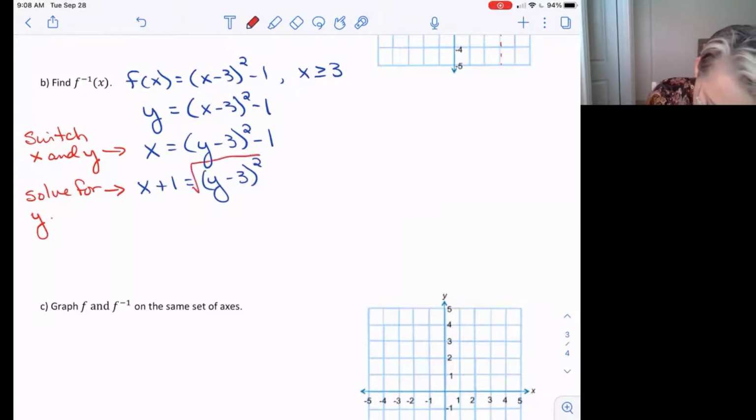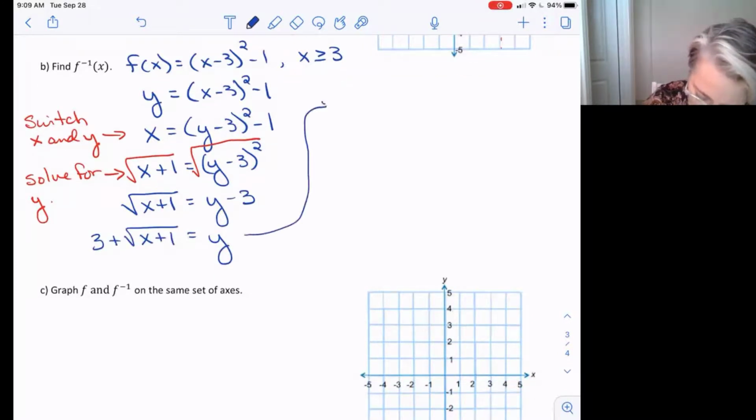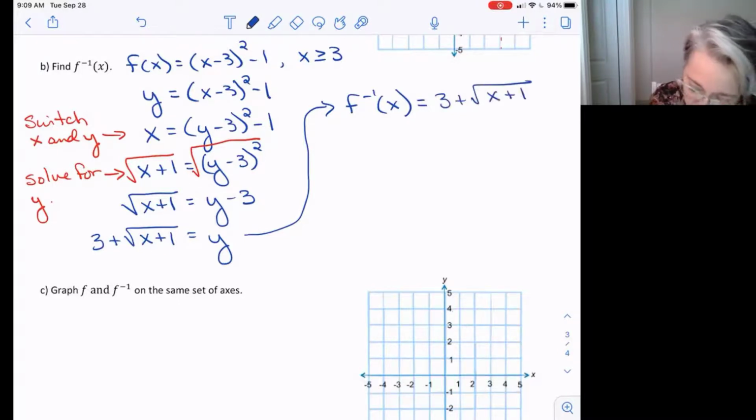So we're going to take the square root of both sides and then add 3 to both sides. So this actually gives us our inverse function of 3 plus the square root of x plus 1.